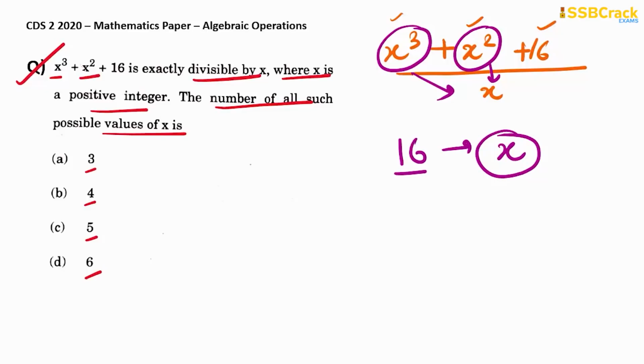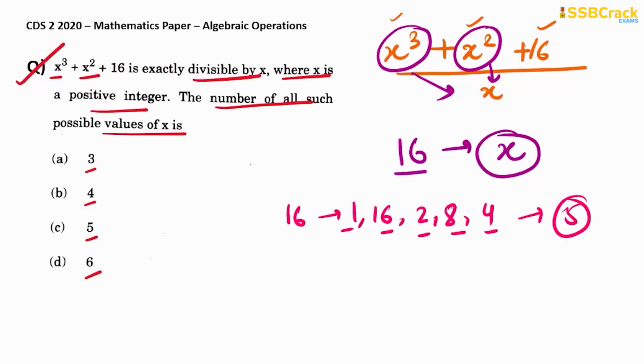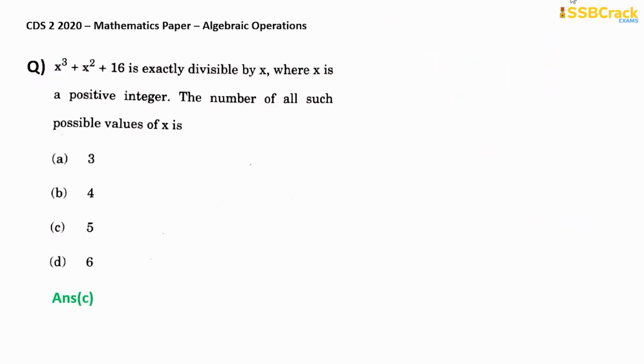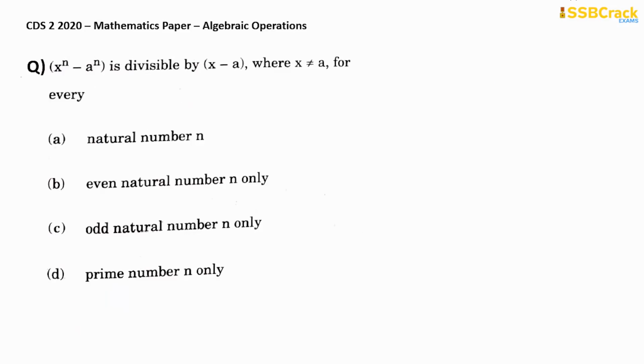So we can write the factors of 16, which will be 1, 16, then 2, 8 and 4. So there are a total of 5 factors. Hence the only possible values of x can be only these 5 values. Hence the answer for this question should be option C. Let's check. So yes, option C is correct only. Now moving on to the next question.